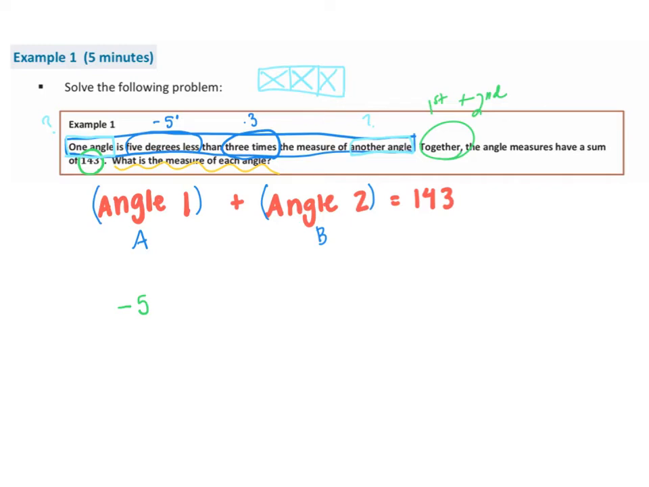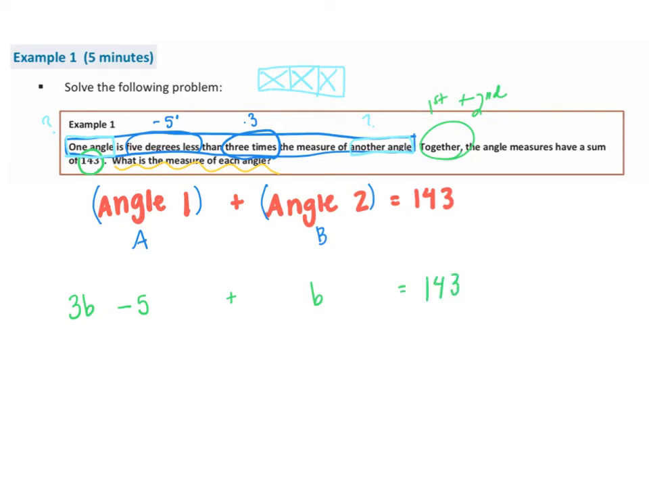Then, so it's going to be less than something. We're taking away this 5 degrees from 3 times the measure of that other angle. So 3 times that measure of angle B. I don't know what measure of angle B is yet, so I just have to use the B. So angle 1 is 5 degrees less, I have that, than 3 times the measure of angle B, that other angle. Cool, so I have that written down. It doesn't give me any clues about that other angle, so I'm just going to keep angle B, okay? And together they equal 143 degrees.